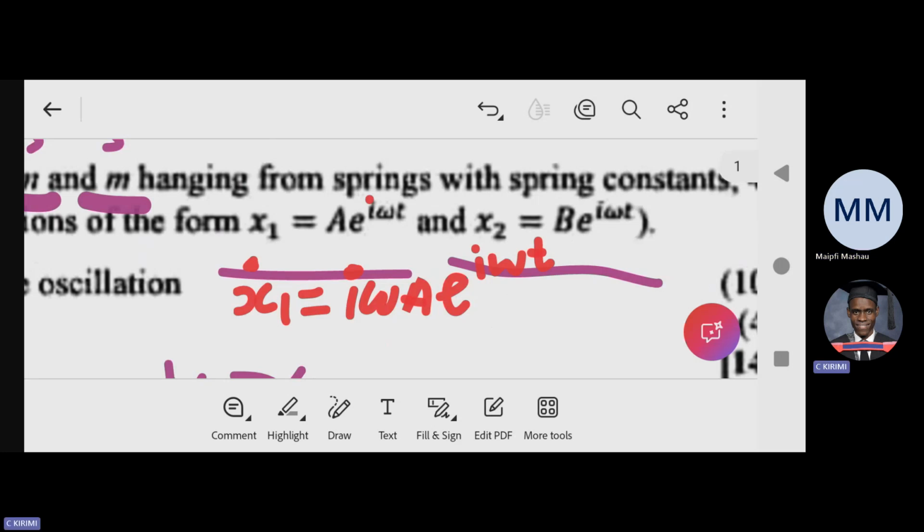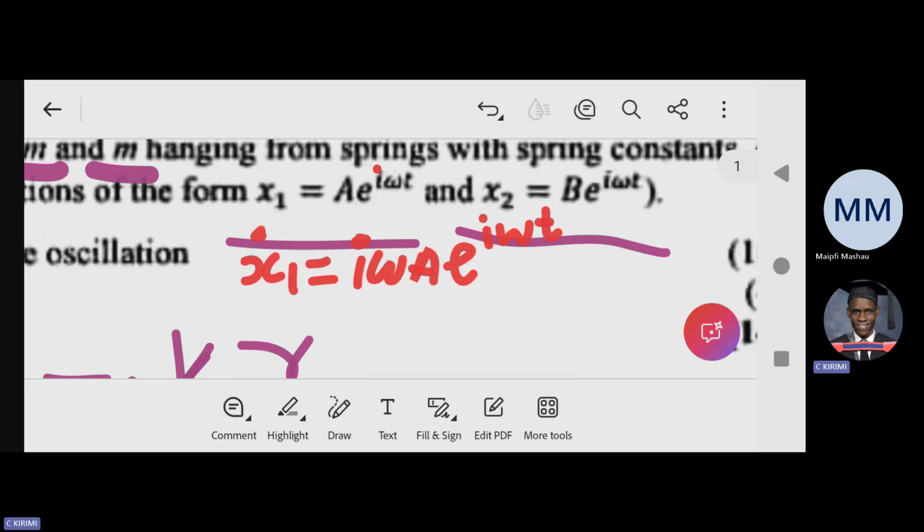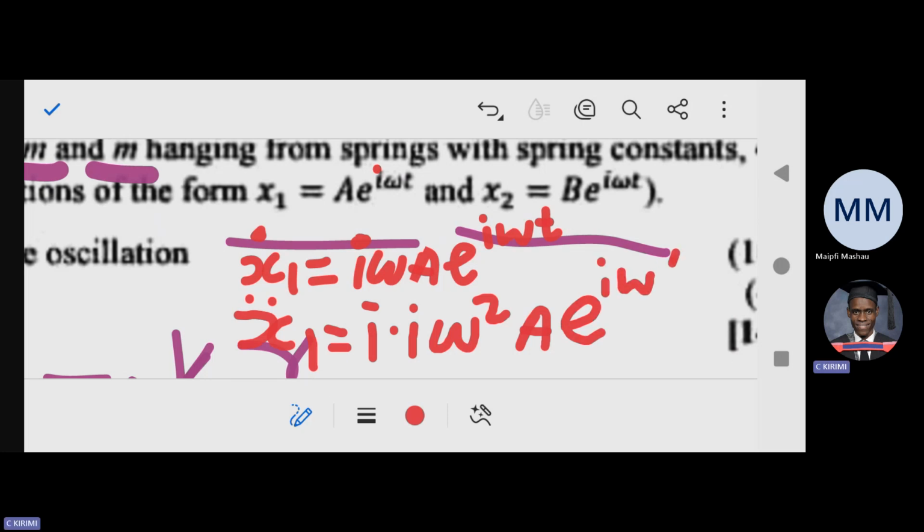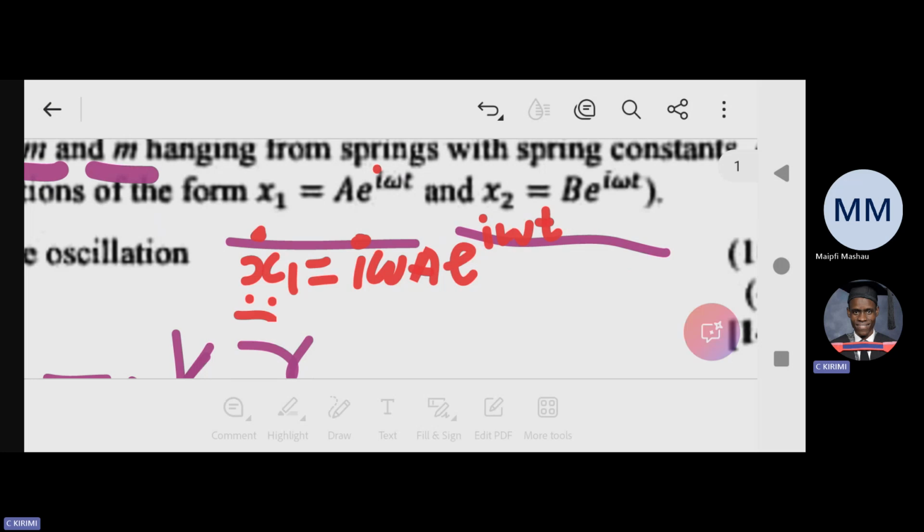The minus one will come in the second part, when we say x1 double dot. That's when you get the minus one: i times omega, then i times omega again, which gives you omega squared. A is already there, so A e to the power i omega t. That is the first point.